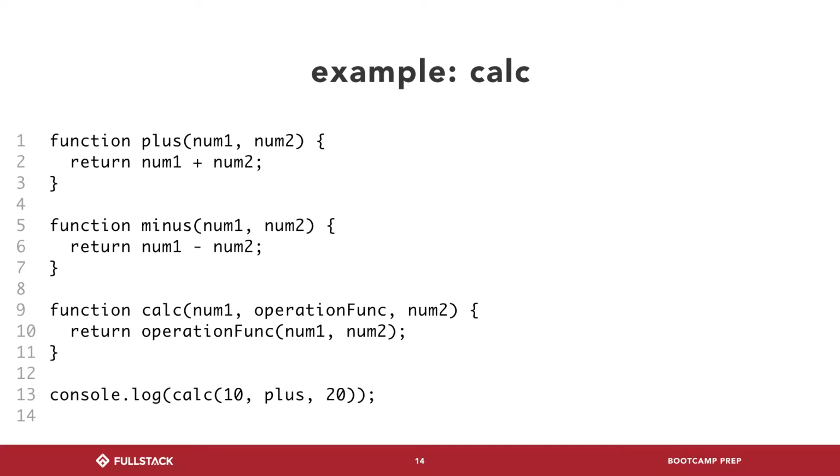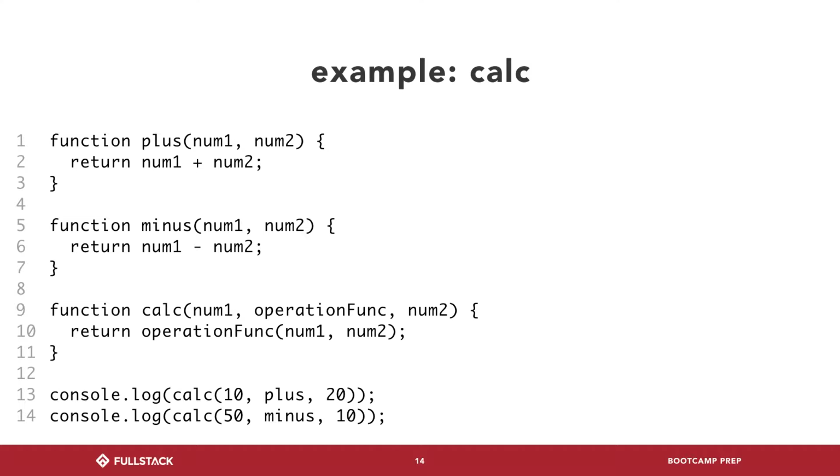Lastly, there's this calc problem. I probably won't even go through this one, you can look at it on your own. It's just an extension of what we talked about earlier. I pass in a number, a function, and another number. And so on line 10 there, I'm just running that function and passing in the two numbers as inputs.